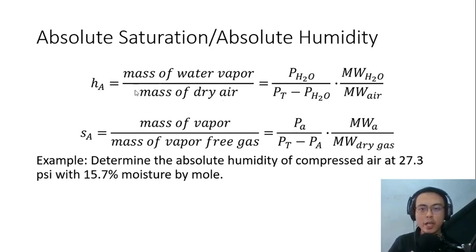Okay? You can also say that the absolute humidity is equal to the molal humidity times molecular weight of water over molecular weight of air. So this is 18 over 29. But if you're talking about absolute saturation, that's the mass of the vapor over the mass of vapor-free gas. And do not forget to change the molecular weight ratio. So the numerator should be the molecular weight of the vapor. The denominator should be the molecular weight of the vapor-free gas or the dry gas. Let's try this example.